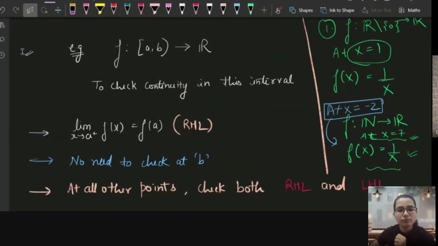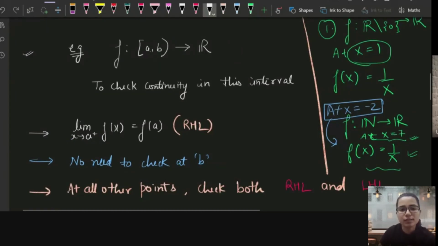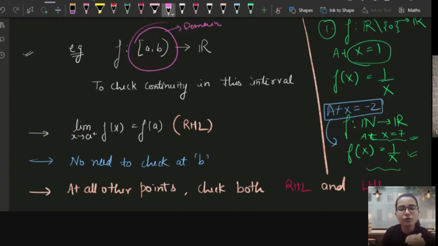So let's talk about this specific example. How do you check continuity in any interval? So if I give you this interval, so this is your domain, and if I ask you how do you check the continuity in this interval? All these things are kind of theoretical because these are not going to help you in questions directly, but you need to know the concepts while solving a question because these basic things need to be clear in your head. So that's why I'm explaining you.